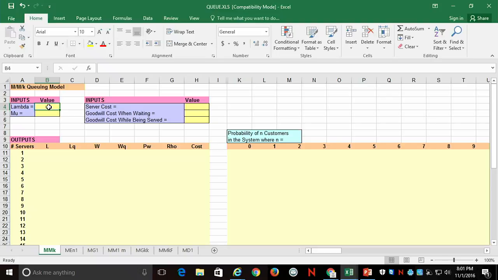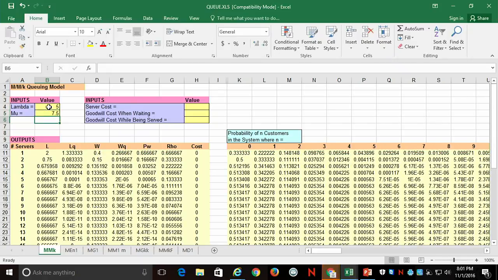We need to give some inputs here. So first off, lambda. Well, things are arriving at 5 per hour. We're serving them at a rate of 7.5 per hour. Based on that, because these are formulas that are pre-programmed in here, which you don't need to know, but I would like you to see this. If we have an MM1 queue, we want to look at this row, because we have one server. So if we had 2 servers, we'd look at this row.